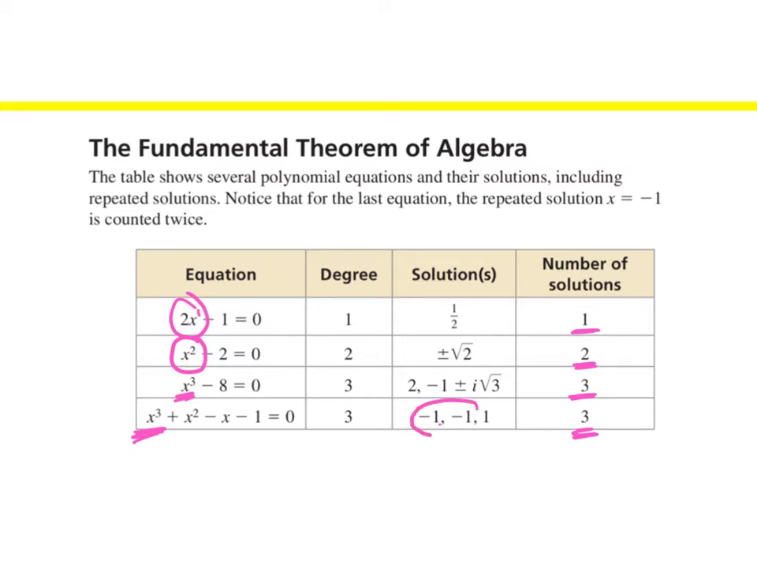Notice how in our last example we have 2 solutions that repeat. So even though we have -1 twice and they're the same thing, they still count as 2 separate solutions. So we still have -1, -1, and 1 as our 3 solutions.